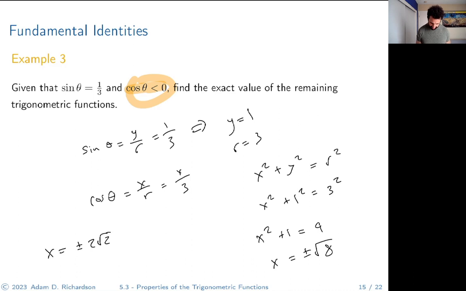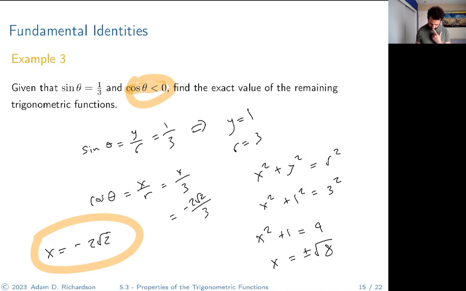So that tells us that x is going to be negative root 2 over 2. Okay, and that's all we needed. So wait, if x is negative root 2 over 2, then that means that cosine is what? Negative 2 root 2 over 3.